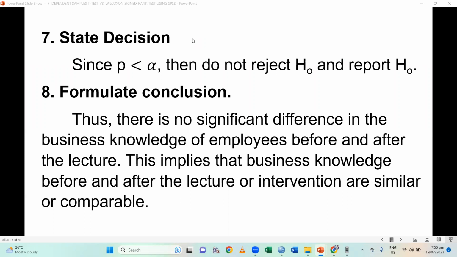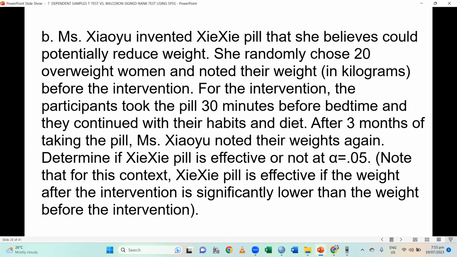All right, let's proceed to another example. Please read it again, ma'am. Miss Xiao Yu invented Shishi pill that she believes could potentially reduce weight. She randomly chose 20 overweight women and noted their weight in kilograms before the intervention. For the intervention, the participants took the pill 30 minutes before bedtime and they continued with their habits and diet. After 3 months of taking the pill, Miss Xiao Yu noted their weights again.